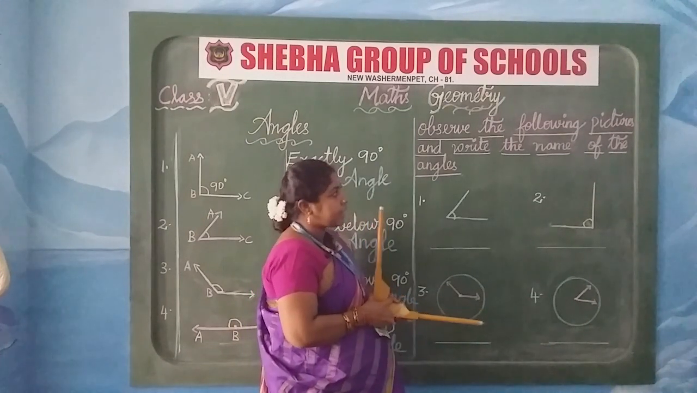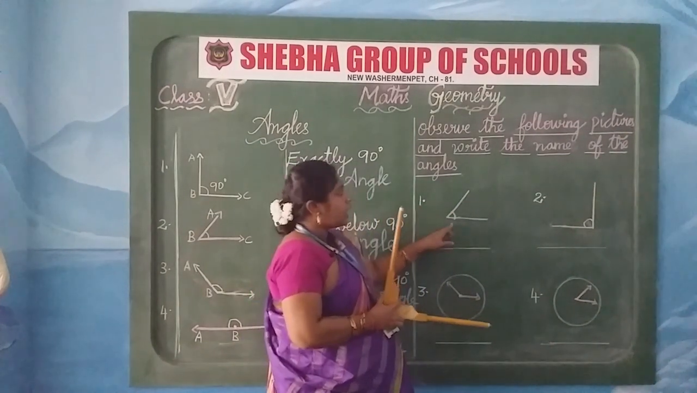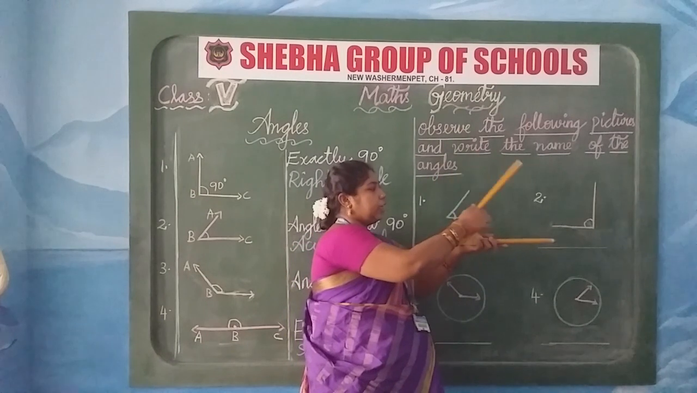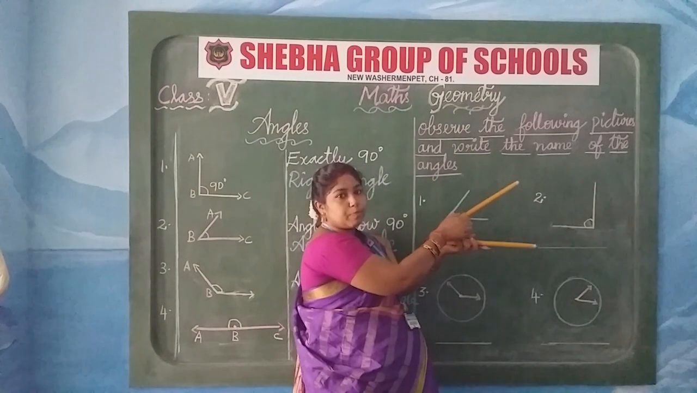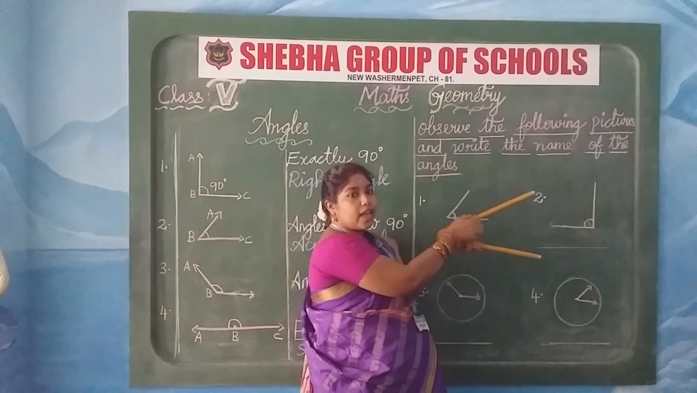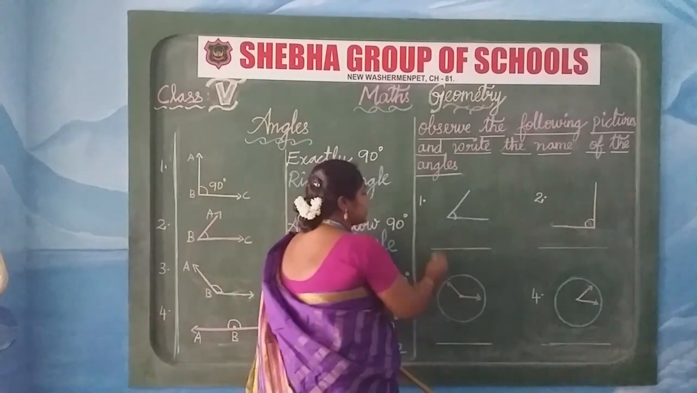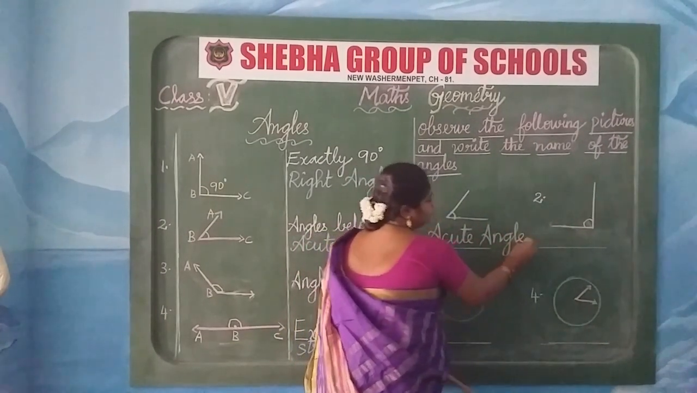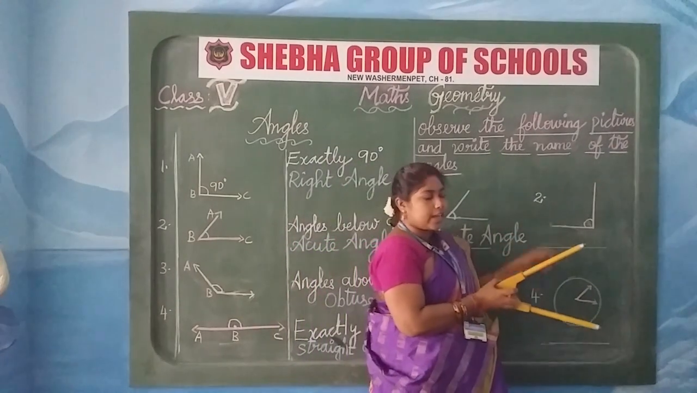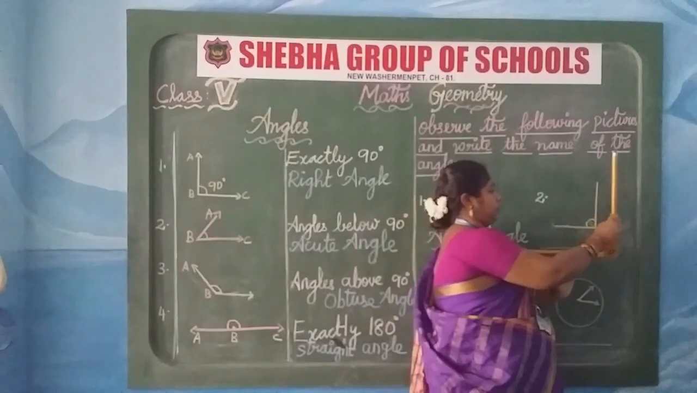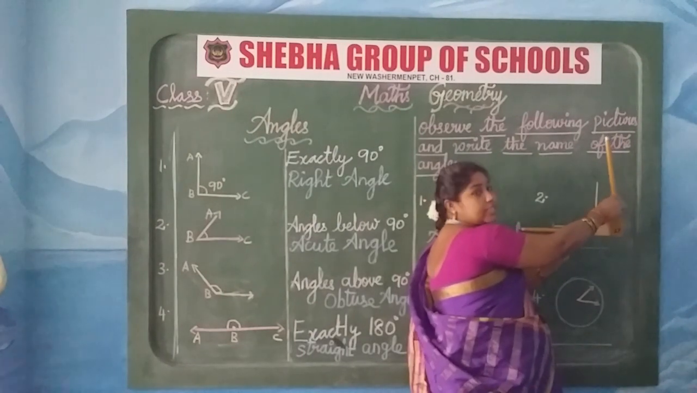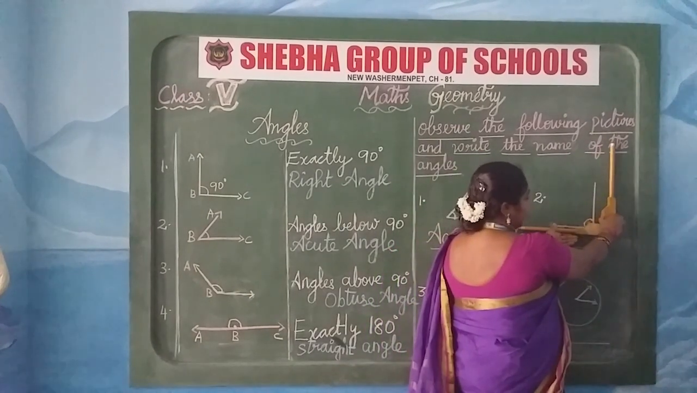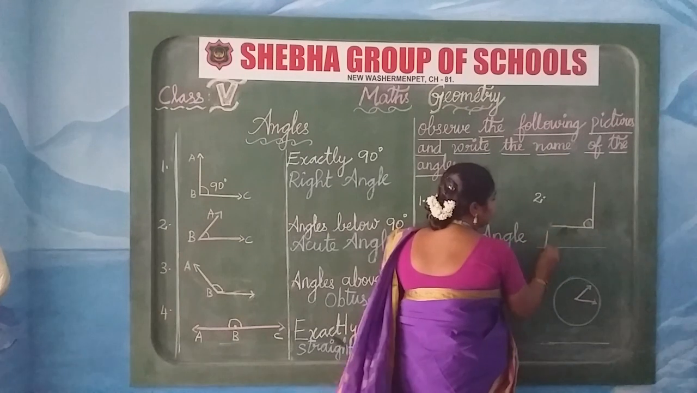Students, I have an exercise. Observe the following pictures and write the name of the angles. The first picture looks like this, right? It is below 90 degrees. What angle is it? Yes, it is an acute angle. Clear, children? Now, observe the second one. What is the angle? Exactly 90 degrees. It is a right angle.